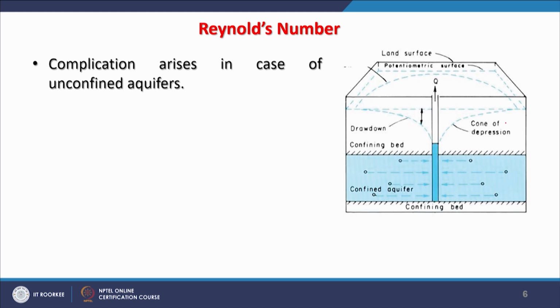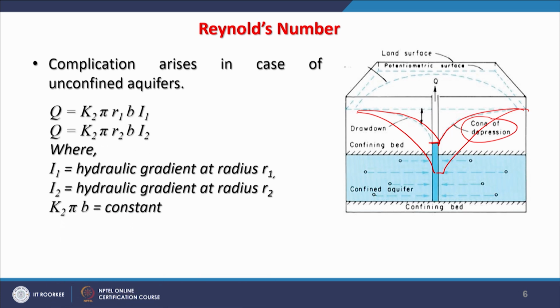Complications arise in the case of unconfined aquifers. In this case of an unconfined aquifer, you can see this cone of depression which is like this. If the withdrawal is very fast or you double Q, then this cone of depression may become very sharp like this, and then the water table will also go down, and that creates problems.